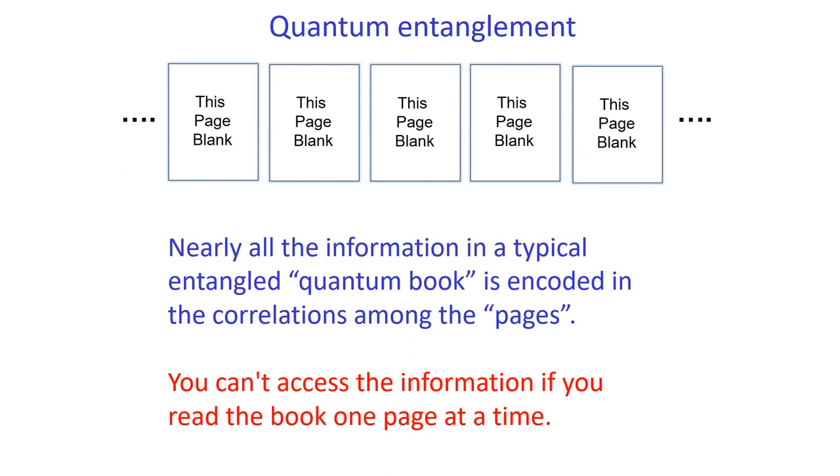And after you've read all 100 pages one by one, you still know almost nothing about the information content of the book, because in the quantum book, the information isn't encoded in the individual pages. It's encoded almost entirely in the correlations among the pages. And if you want to read the book, you need to make a collective observation on many pages at once. So that's quantum entanglement. It's very different from notions of correlation that we encounter in ordinary experience.